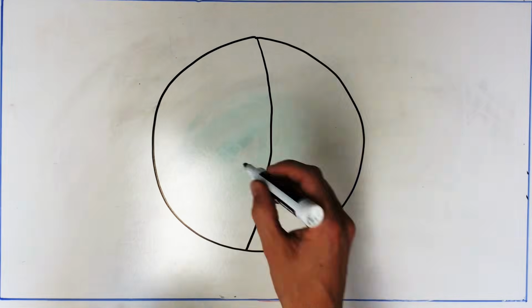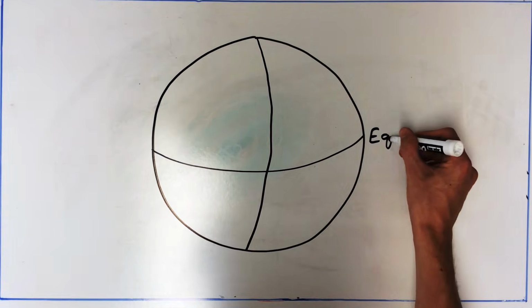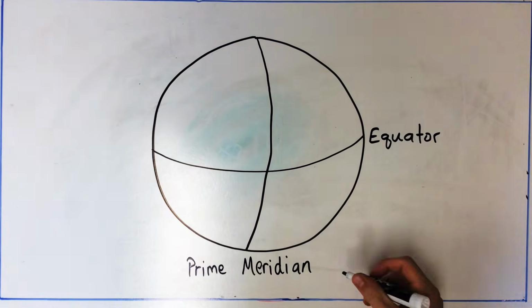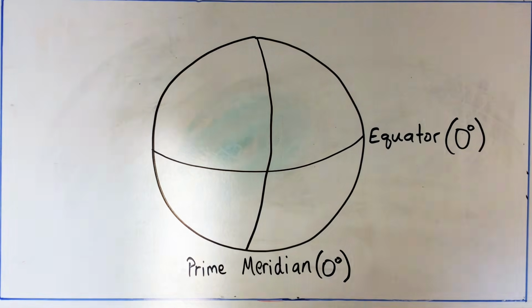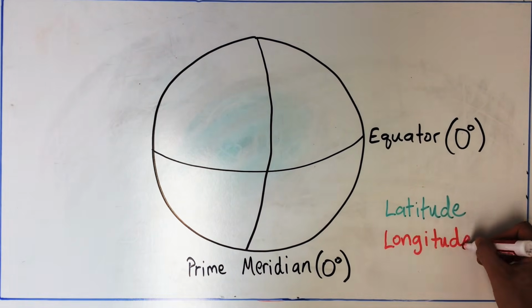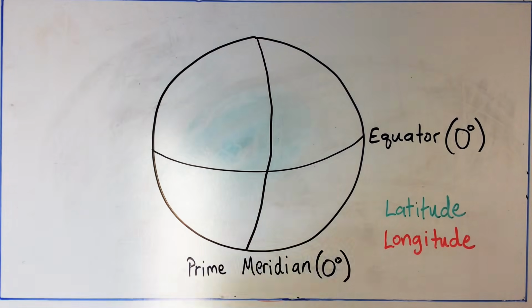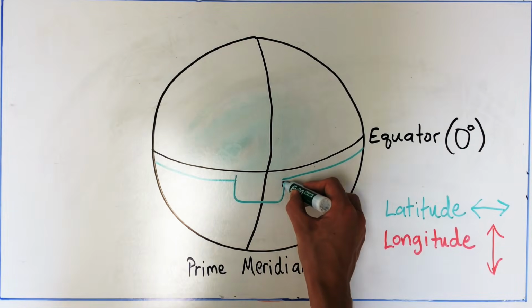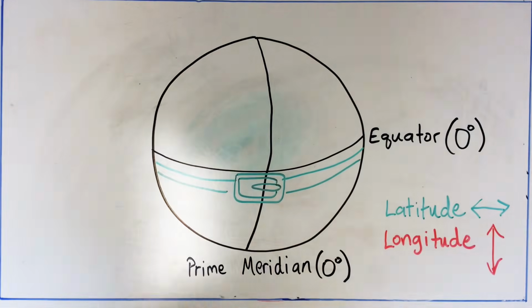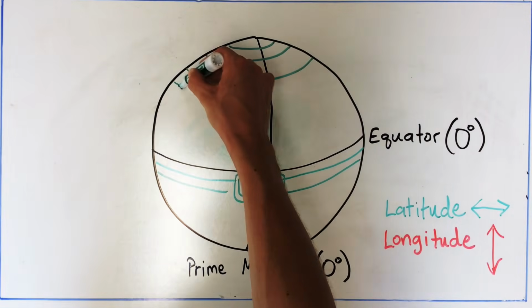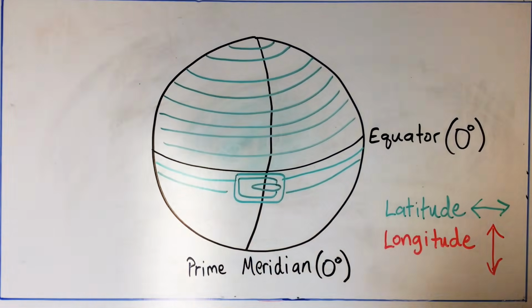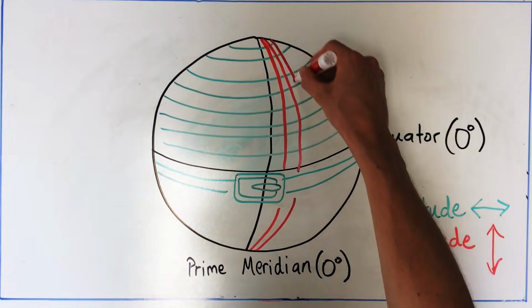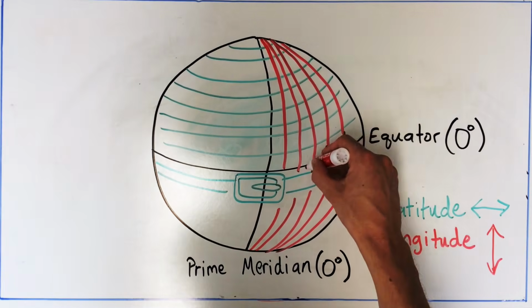For a very long time, people have used an imaginary grid of lines called latitude and longitude to measure their exact location on Earth. The most important line of latitude is called the equator, and the most important line of longitude is called the prime meridian, because every other line of latitude or longitude is measured by its distance from one of these. Lines of latitude run from east to west or side to side around the Earth like a giant belt. Lines of longitude run from north to south or top to bottom. And together, these lines form a grid that covers the entire planet.